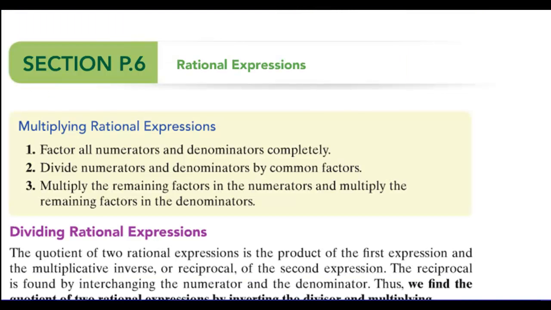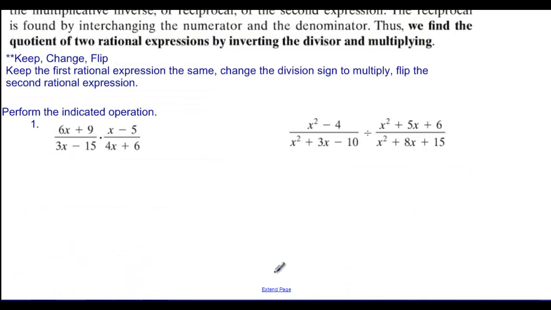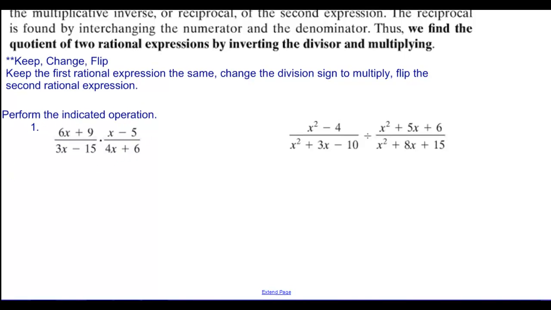All right, let's talk about multiplying rational expressions. Whenever we're multiplying rational expressions, we're going to want to factor all of the numerators and denominators. We're going to want to divide where we can. Whenever we say divide, we mean simplify. And then we're going to multiply what is left.